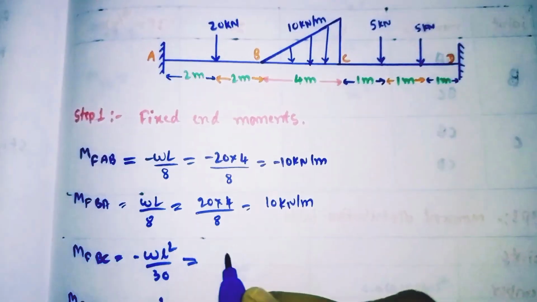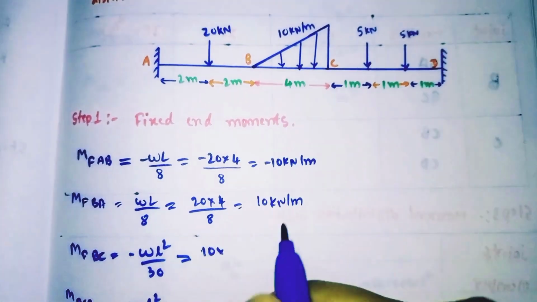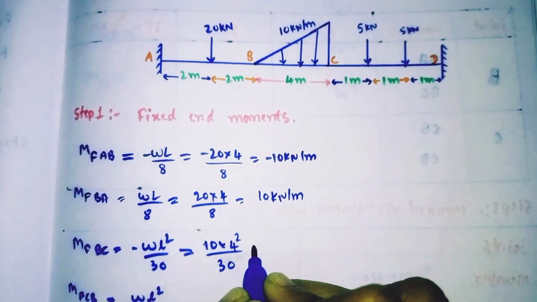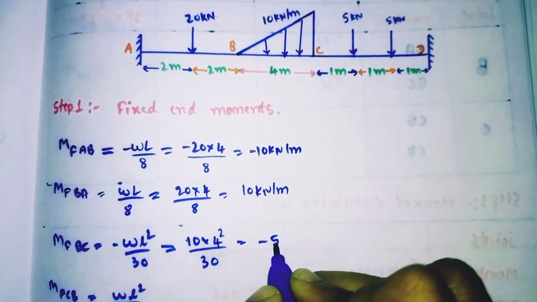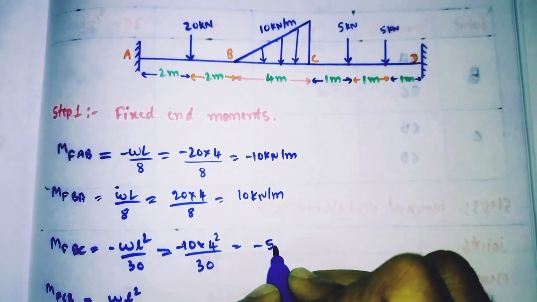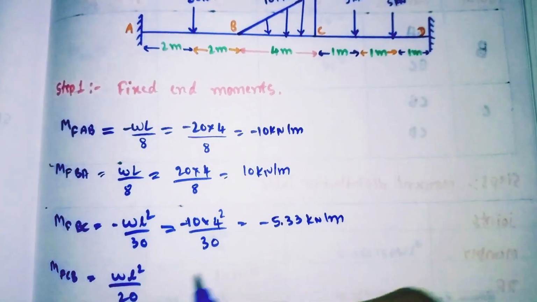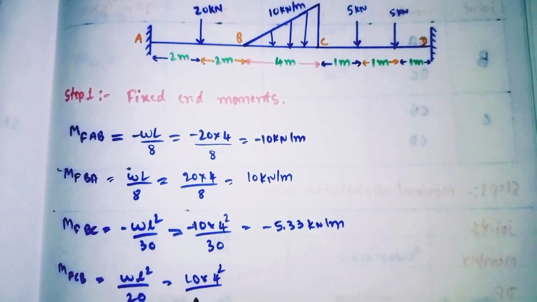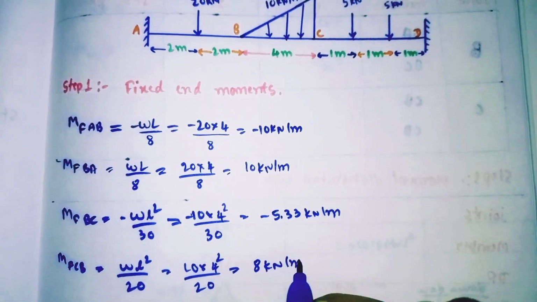W is 20 and L is 4. So 20 into 4 whole square divided by 30. By simplifying, it will come out as minus 5.33 kilonewton meter. Now for CB, W is 20, L is 4 square divided by 20. Simplifying, it will come out as 8 kilonewton meter.